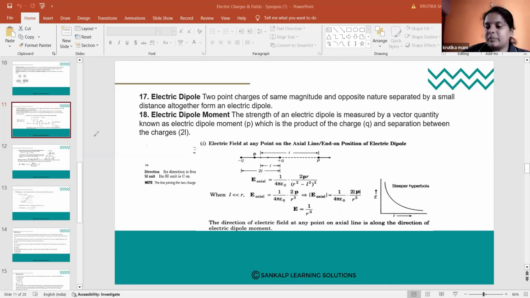The electric field intensity is given by 1 upon 4 pi epsilon naught Q divided by R square. This is our basic expression. The electric field intensity due to the dipole is given by 1 upon 4 pi epsilon naught 2p divided by R cube. So this is due to the dipole and along the axial line.